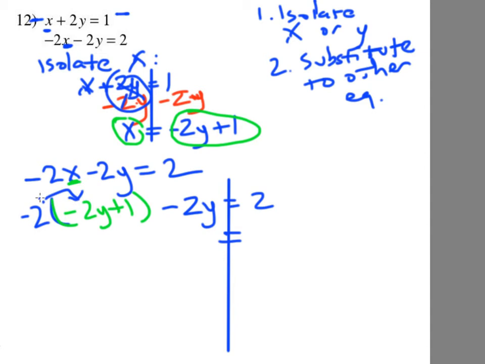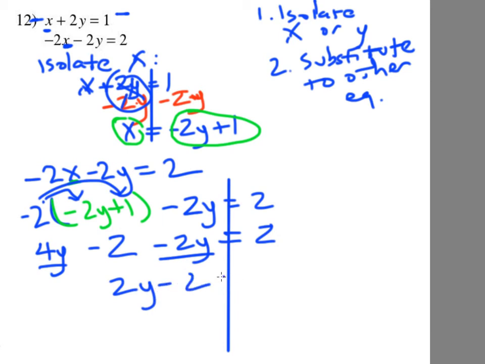Okay, let's distribute. So negative times a negative, negative 2 times negative 2y, that's a positive 4y. Negative times a positive, that's a negative 2. Minus 2y equals 2. Okay, so let's combine like terms. 4y minus 2y, that is 2y. So 2y minus 2 equals 2. Lots of 2's going on here. That's all right.